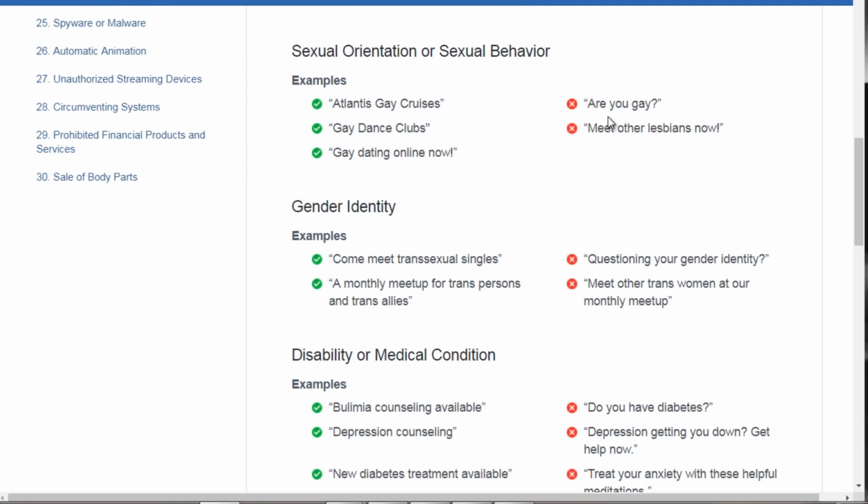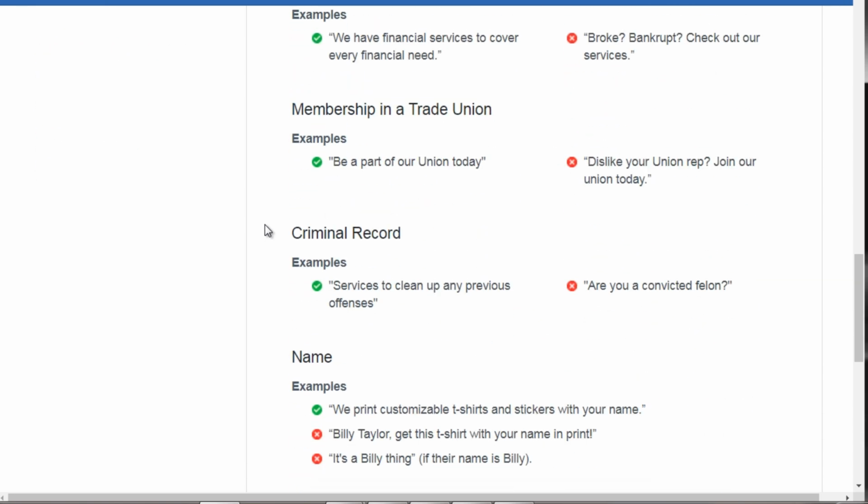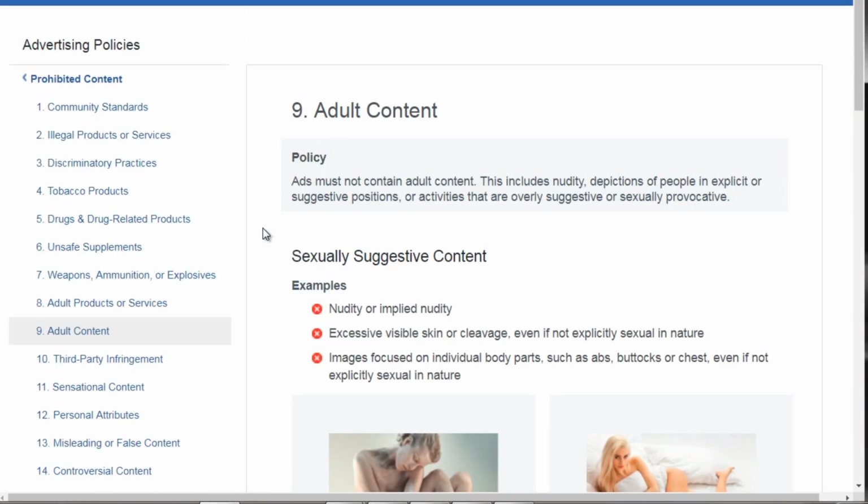So like here, are you gay? Are you a lesbian? You have to be careful about that. Facebook does not like that. They really don't like that. Okay, so this is a big part of the policy. So make sure you go through that and make sure that when you write your ad copy that you comply with these policies. And then we have adult content.